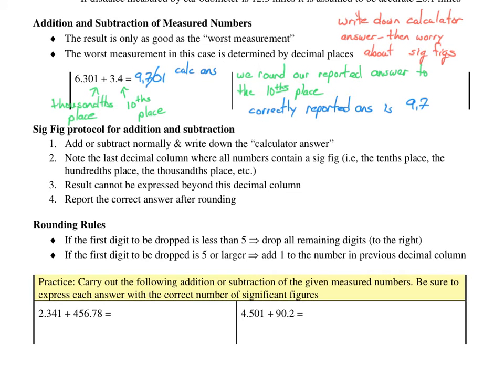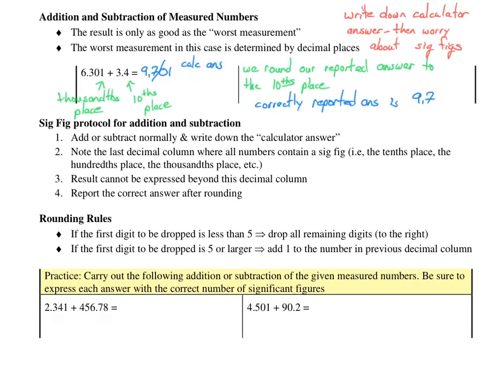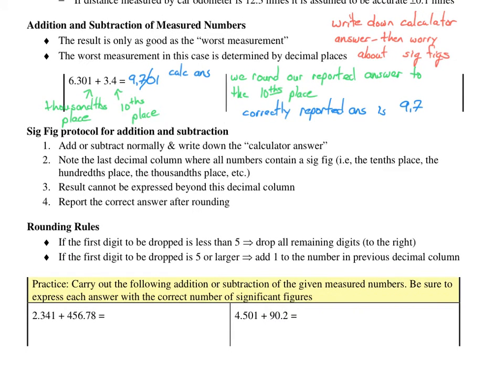So here's a quick protocol. We add and subtract normally. We want to make sure we write down this calculator answer, so if we round wrong or get the wrong sig figs, we at least get 1 point. And then we note the last decimal column where all the numbers contain a sig fig. This helps us identify the worst measurement. Then we recognize that our result cannot go beyond this decimal column. And then we report the answer after rounding.